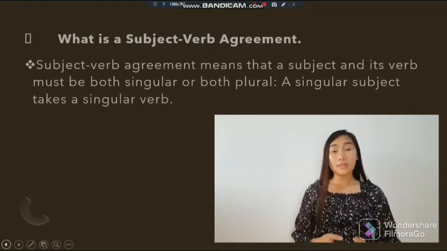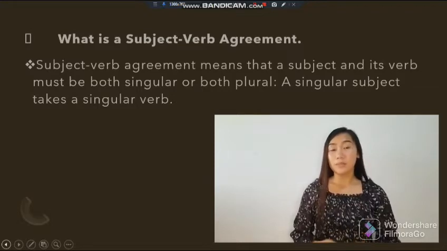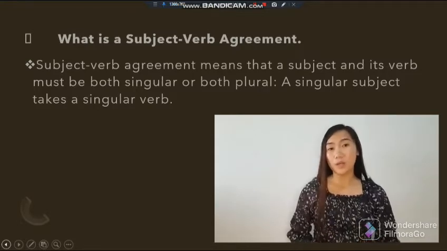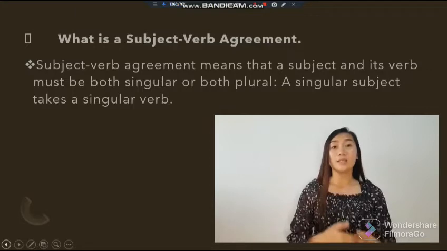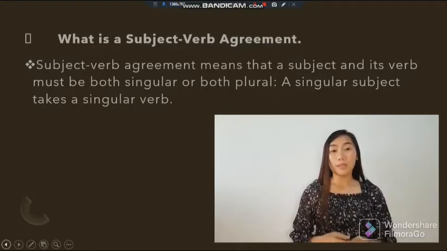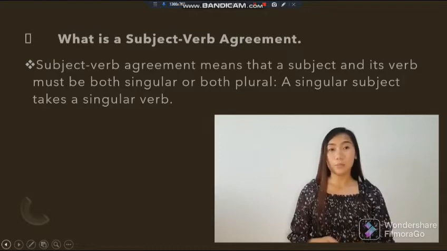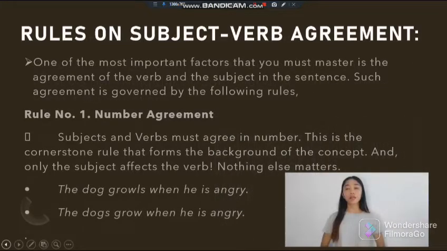Then what is subject-verb agreement? Subject-verb agreement means that the subject and the verb must be both plural or both singular. A singular subject takes a singular verb, and a plural subject takes a plural verb. And now, let's proceed to the rules of subject-verb agreement.